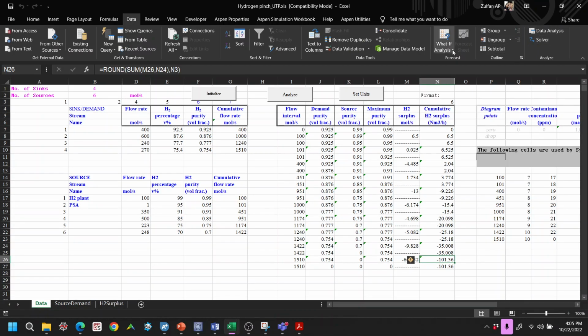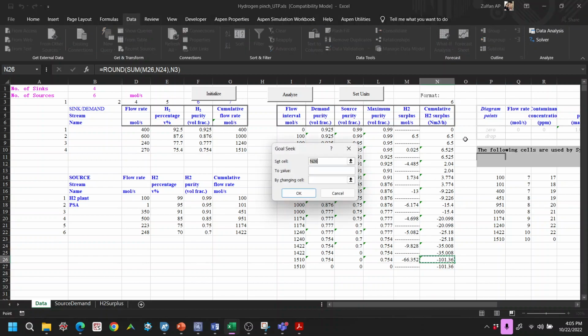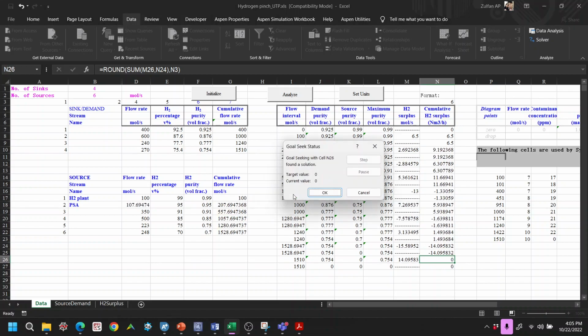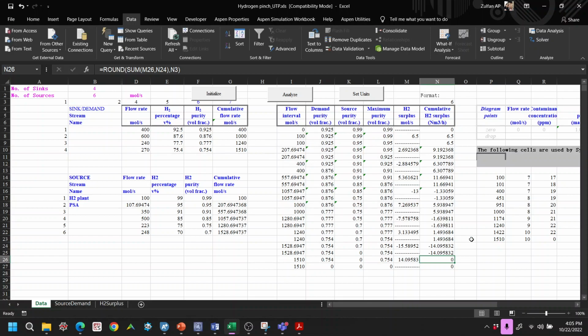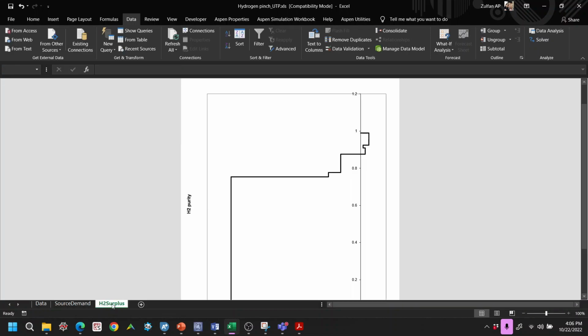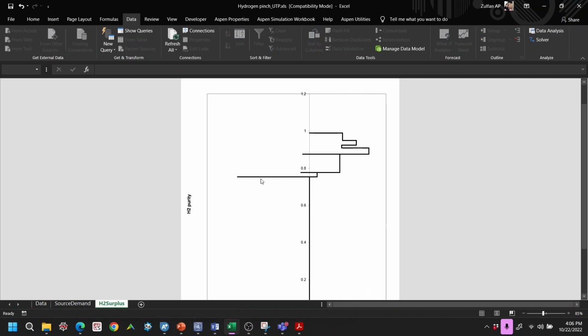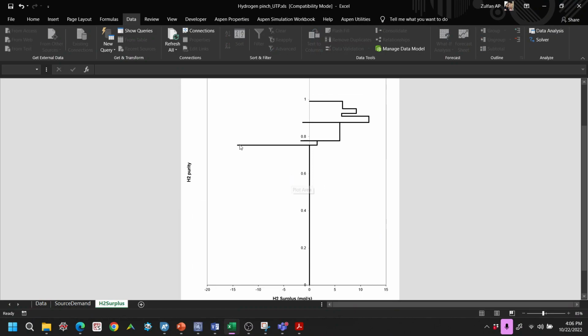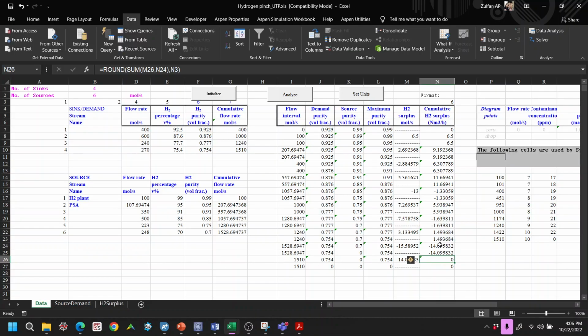Then we go to the data analysis, goal seek, and I want to make this into 0. What do we change? I change the PSA plant, right? Because I limit myself to the hydrogen plant, so it has to be 100. So how big is the PSA given this concentration? It looks like this, but it's still minus 14.